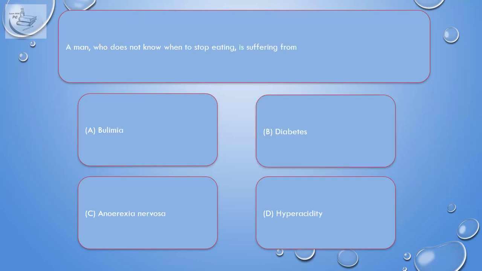Question: a man who does not know when to stop eating is suffering from A. bulimia, B. diabetes, C. anorexia nervosa, D. hyperacidity. Correct answer is A. bulimia.